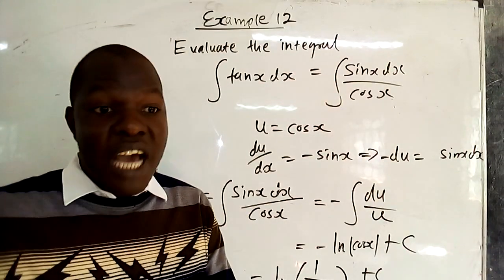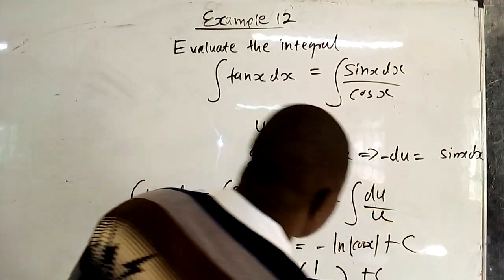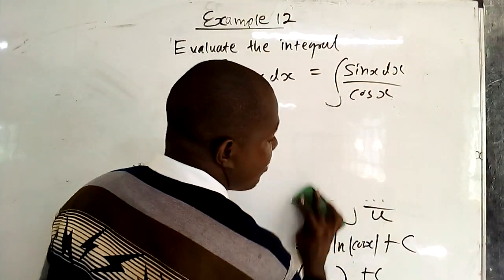Now let us now go to tan squared x, isn't it? Tan squared x. So that is example number 12.